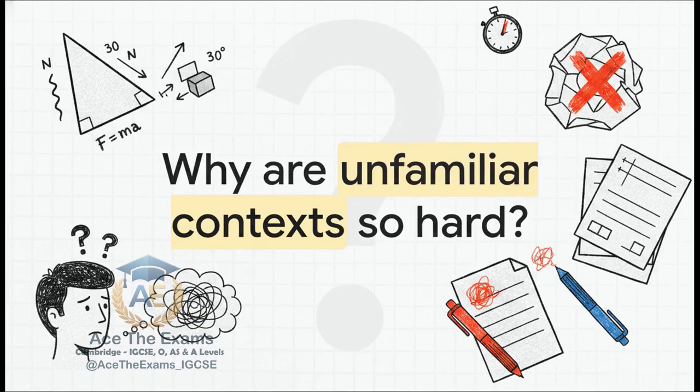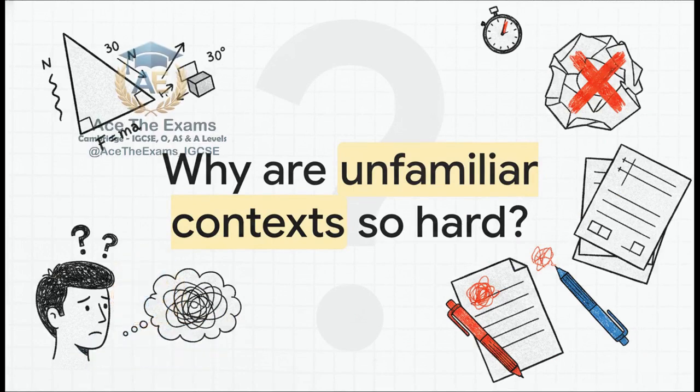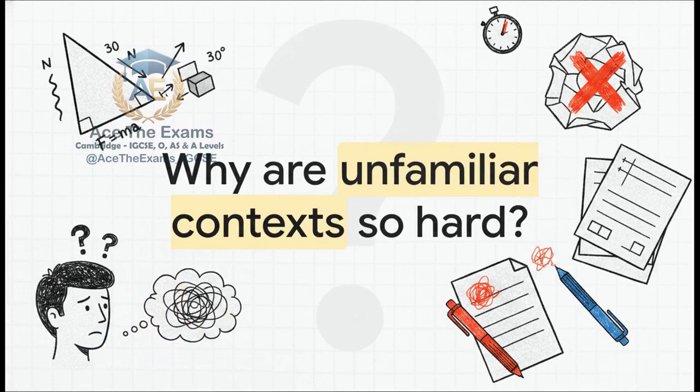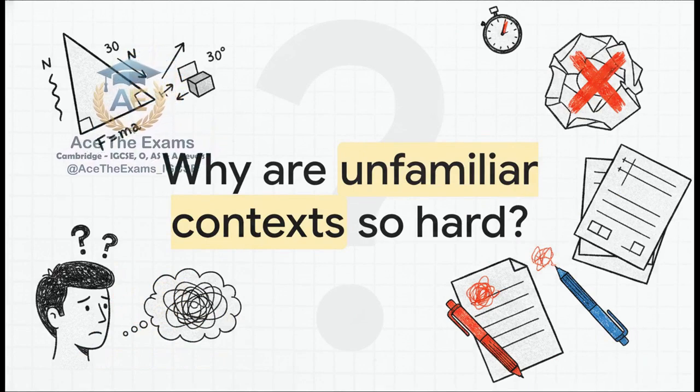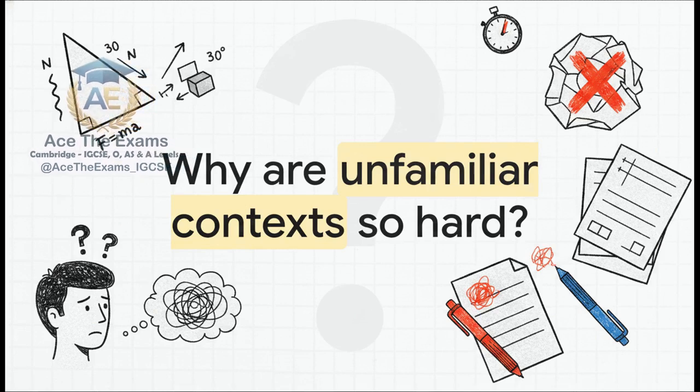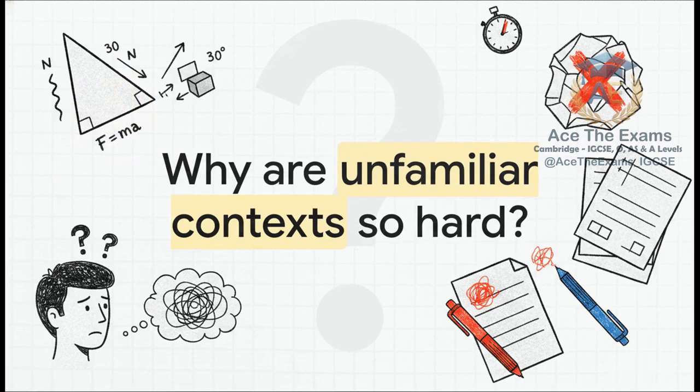Why do students find applying these concepts to unfamiliar contexts so incredibly difficult? You know the feeling. You sit in class, you nod along as your teacher explains F equals ma, you totally get the gravity pulls down and the normal reaction pushes up. The physics makes perfect sense in isolation.